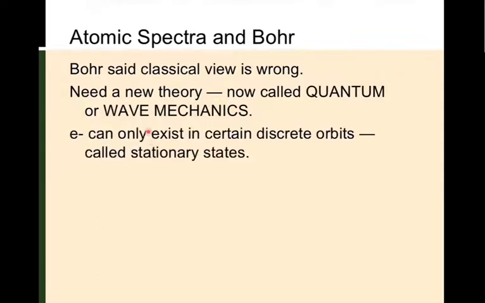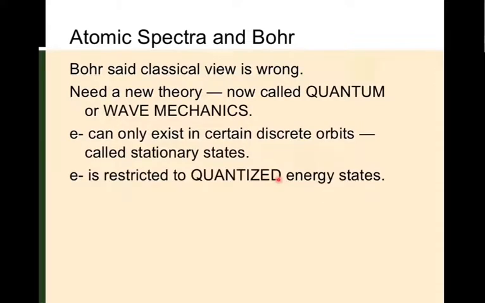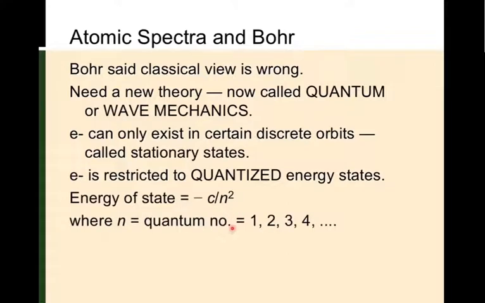So electrons can only exist in certain discrete orbits called stationary states. Electrons are restricted to quantized energy states. And the energy of the state can be equal to minus the Rydberg constant over n squared, where n is this quantum number. Like n equals 1 is the closest orbit, n equals 2 is the next closest, and so on, where n is the quantum number 1, 2, 3, 4.